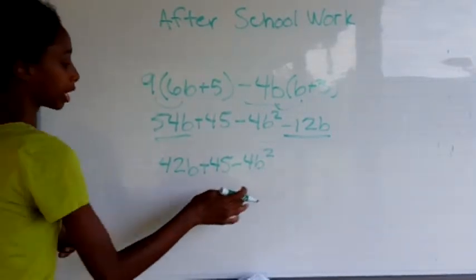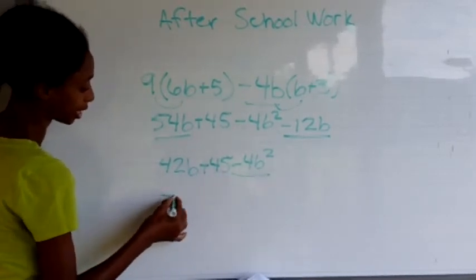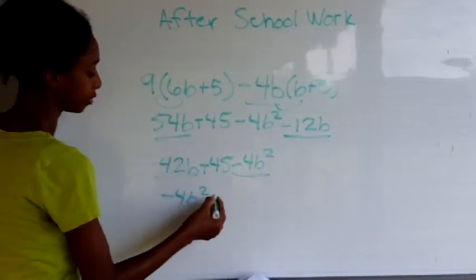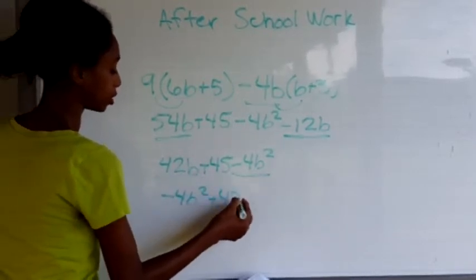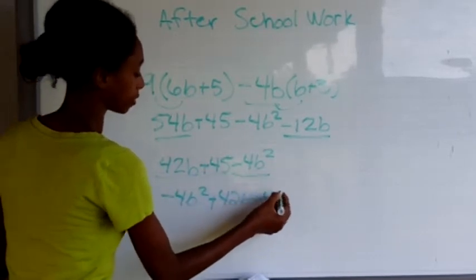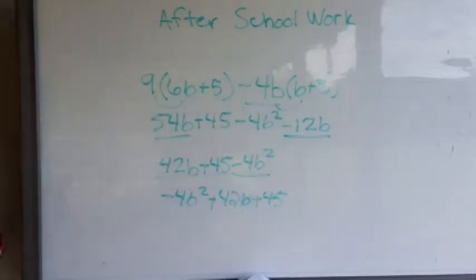I prefer to have my exponents in the front so I can rewrite this. As long as I keep the sign, I can rewrite that as negative 4b squared and then positive 42b and then positive 45. But you don't have to.